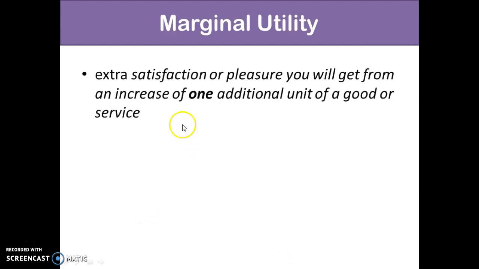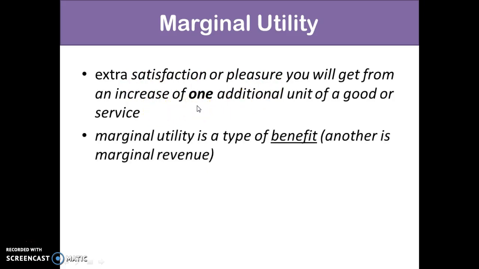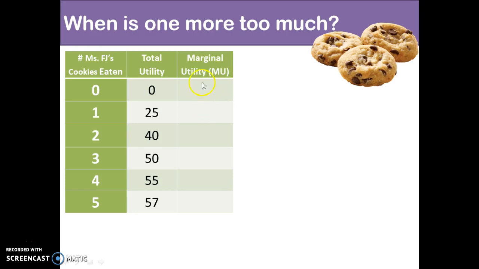So marginal utility works the same way. It's simply the extra satisfaction or pleasure you get from an increase of one additional unit of a good or service. Let's think about Miss FJ's cookies. When is one more too much? If we have 0 cookies, we're not going to have any utility. That means we're going to have no marginal utility.